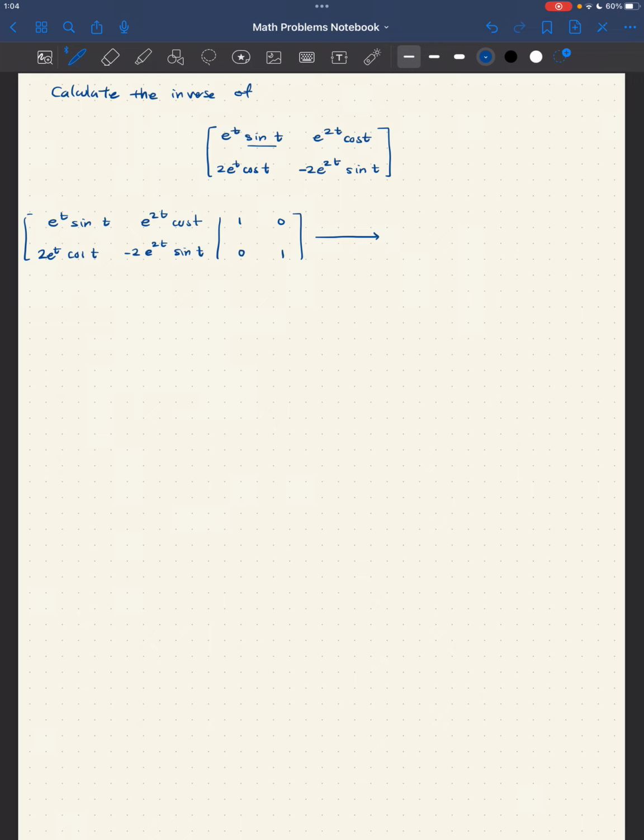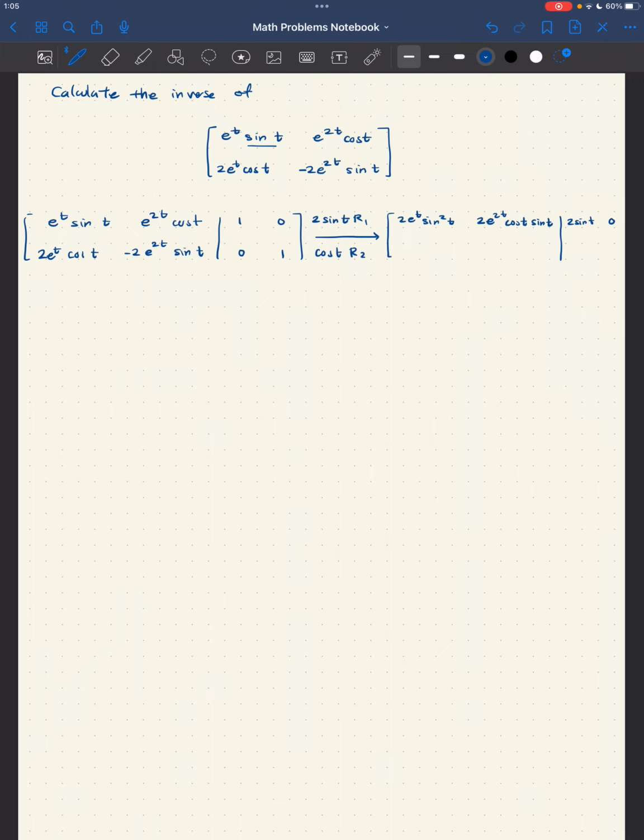First, if I multiply the first row by 2 sine of t, and if I multiply the second row by cosine of t, I get something that looks like this. 2e^t sine squared of t, 2e^(2t) cosine of t sine of t, and then 2 sine of t, 0.